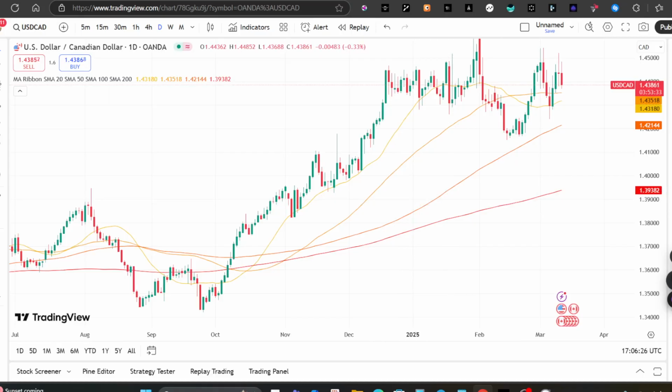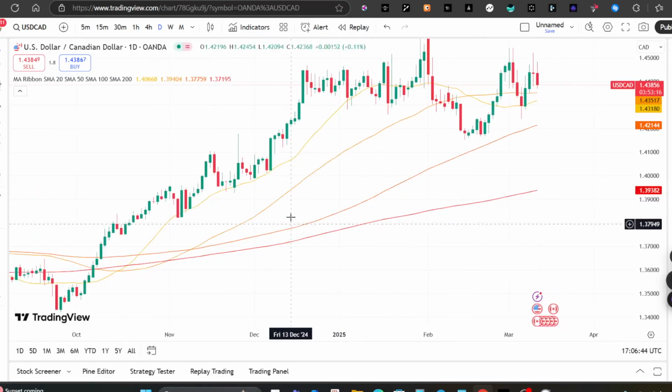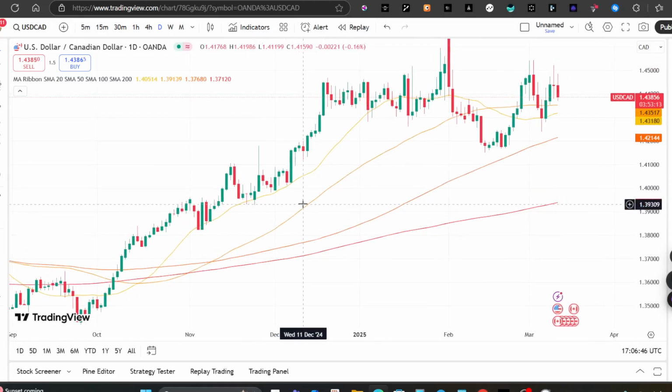First things first, let us talk about what the moving average ribbon indicator actually is. In essence, it is a visual tool that uses multiple moving averages on the same chart. As you can see, I already added this indicator to the chart. These moving averages are stacked together to form a ribbon, which gives you a clear view of market trends.